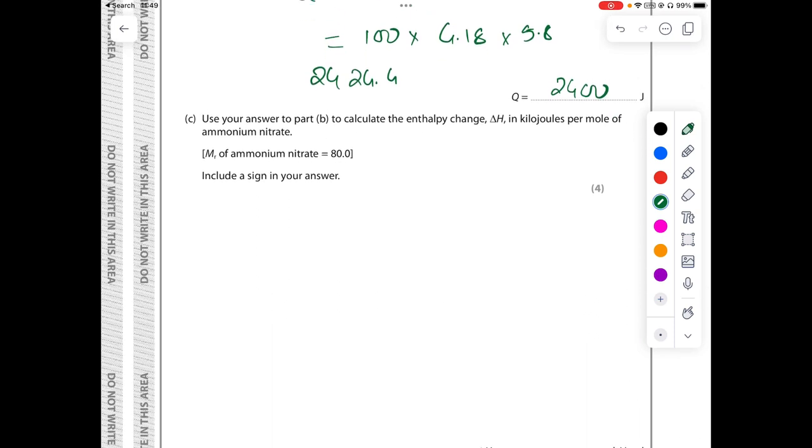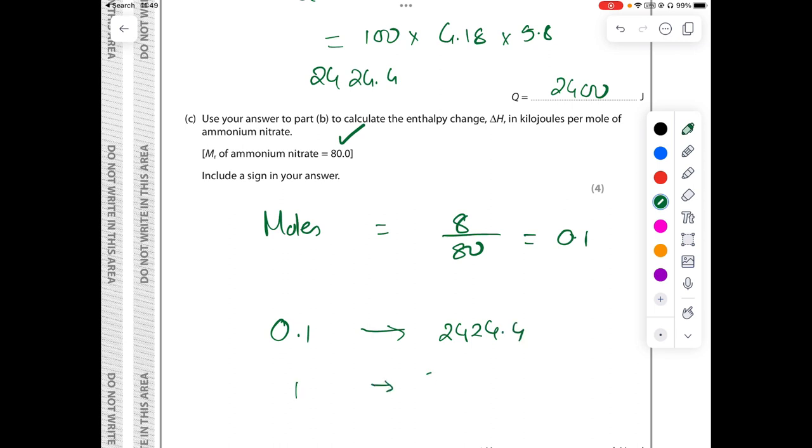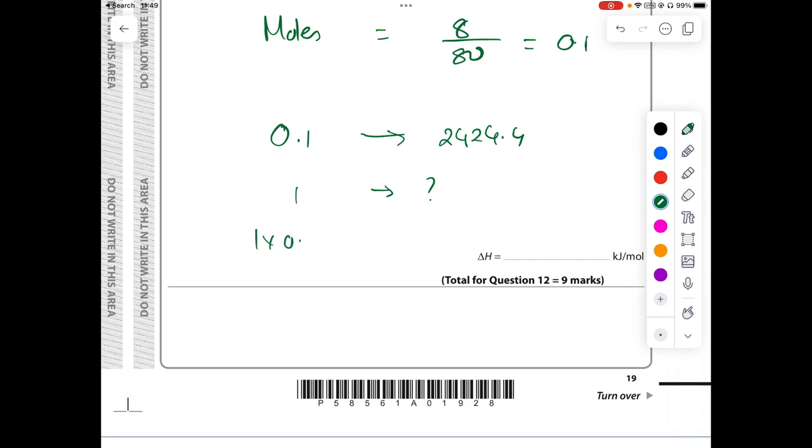Use your answer on part B to calculate the enthalpy in kilojoules per mole of ammonium nitrate. So moles of ammonium nitrate, we have to calculate how much grams is that? 8 grams, and total molecular weight is 80. So how many moles? 0.1. 0.1 is giving you how much? 2424.4. 1 will give you how much? So it's going to be 1 times 2424.4 divided by 0.1, which is going to be nothing but what? Let me write here 24244 joules, but I want in kilojoules, so divide by 1000, so it is 24.244 kilojoules.